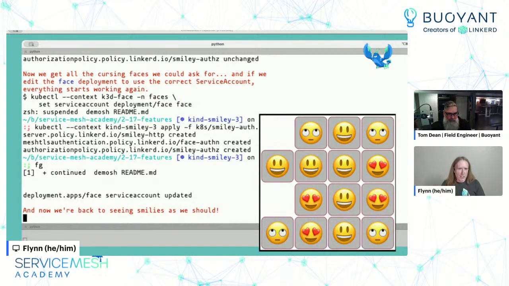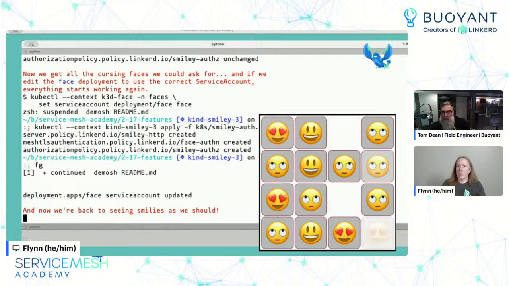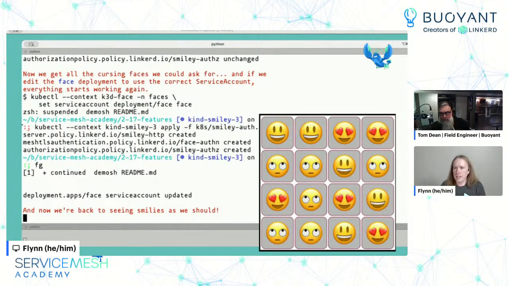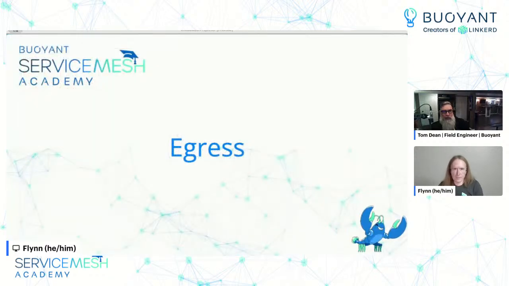There's the whirlwind bit for federated services. And now we're going to go back and look at egress. Huge feature that customers have been asking for.